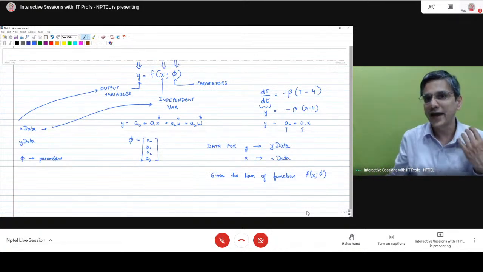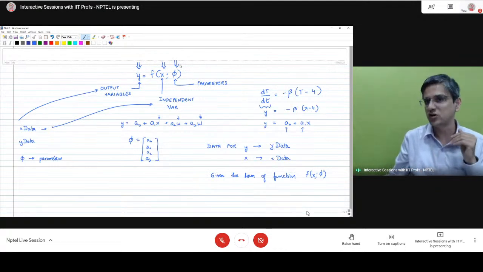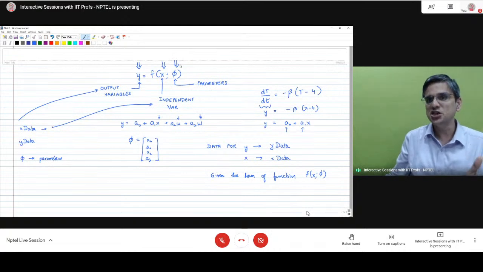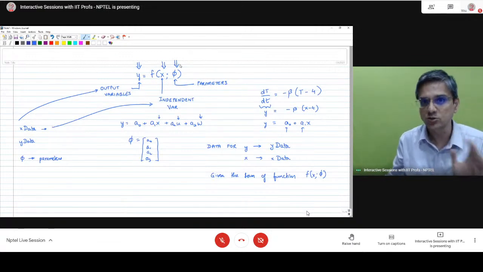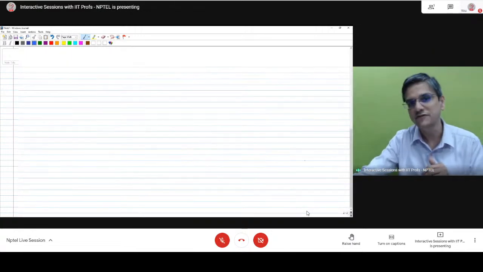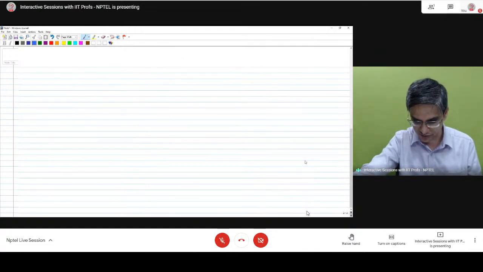Okay, so X naught and X is the result of LSQ curve fit or LSQ non-lin. The result of LSQ curve fit or LSQ non-lin is phi. The initial guess of LSQ curve fit or LSQ non-lin is phi naught. The data for independent variable is X data. The data for output variable is Y data. So long as you keep this distinction clear, you will be able to solve any problem in regression. Okay, hopefully that answers this particular question.